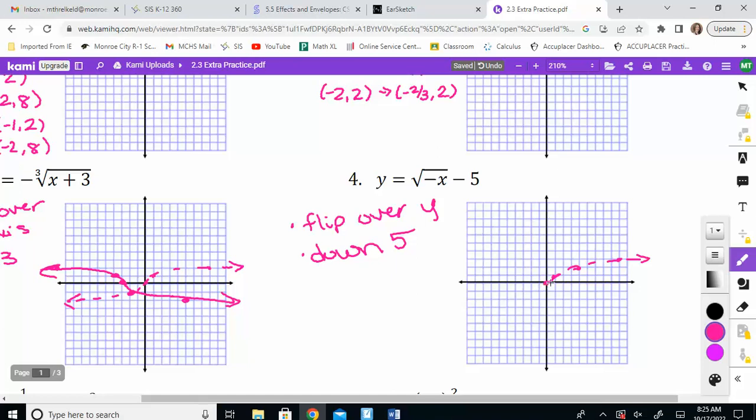So 0, 0 when I flip it stays there, down 5. 1, 1 if I flip that over the y comes over here, down 5. 4, 2 would go to -4, 2, and then down 5. 9, 3 would go to -9, 3, and then down 5.